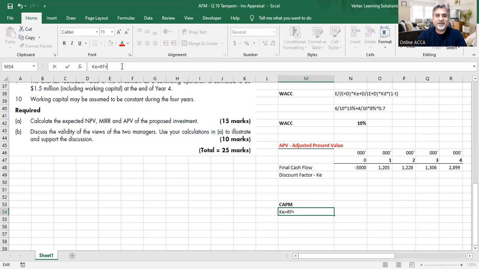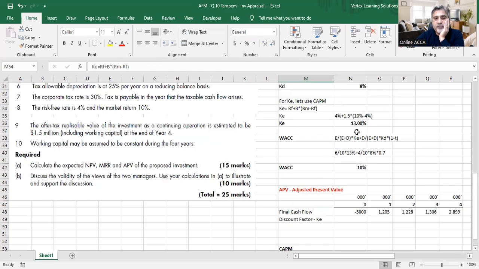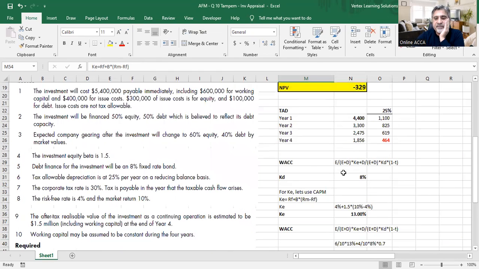Where is my RF? Plus beta times RM minus RF. The same formula we used before. But this time we are not going to use this beta, because before we used a beta of 1.5, which is called a geared beta. This is the investment equity beta, BE.